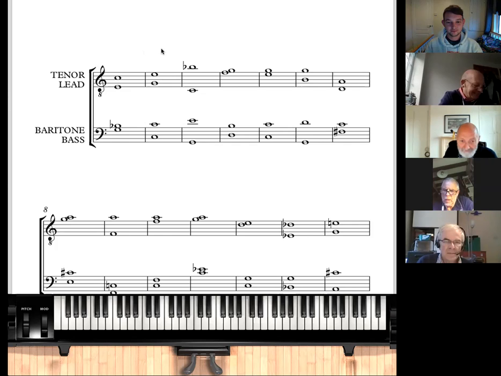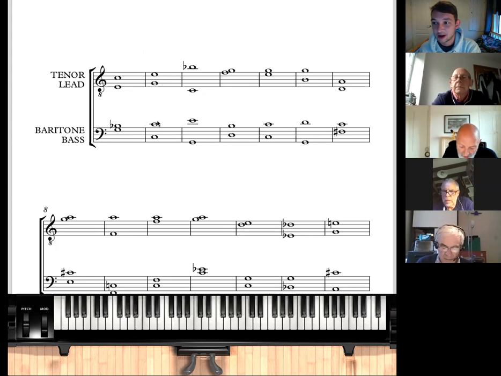Okay, next one. C, C, G. C octave. It's a triad. C triad, isn't it? C, D, E, F, G. So it's a C triad. C, yeah, just C major. Okay, next one.